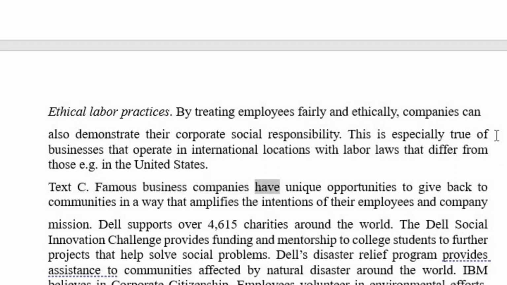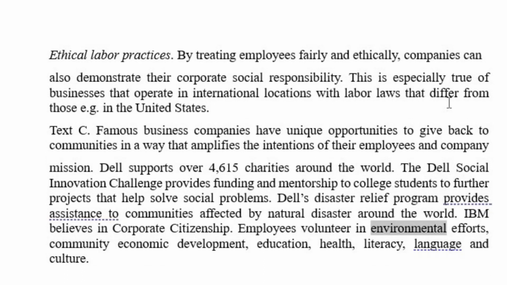Text C. Famous business companies have unique opportunities to give back to communities in a way that amplifies the intentions of their employees and company. Mission. Dell supports over 4,615 charities around the world. The Dell Social Innovation Challenge provides funding and mentorship to college students to further projects that help solve social problems. Dell's Disaster Relief Program provides assistance to communities affected by natural disaster around the world. IBM believes in corporate citizenship. Employees volunteer in environmental efforts, community economic development, education, health, literacy, language, and culture.